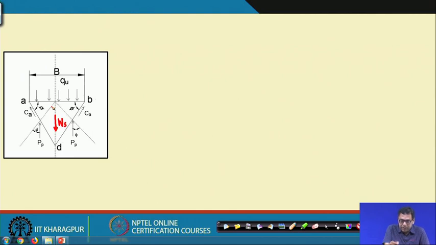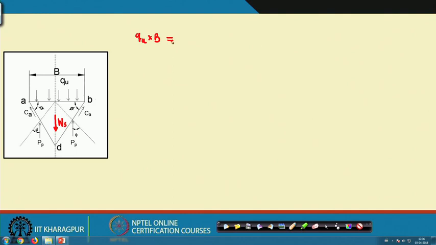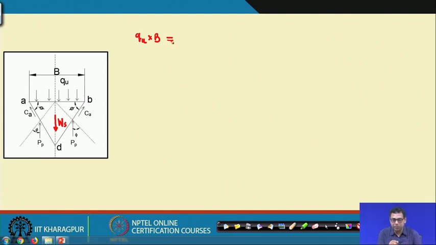Now, if this is the width, first the q u, which is acting in the downward direction. So, q u into b, q u is the stress, and if we multiply it, it will be the force. And remember that here it is a 2D analysis, so the unit of the force will be kilonewton per meter, if it is plane strain analysis, or if it is a stiff footing. The force unit will be kilonewton per meter, while the q u unit will be kilonewton per meter square.